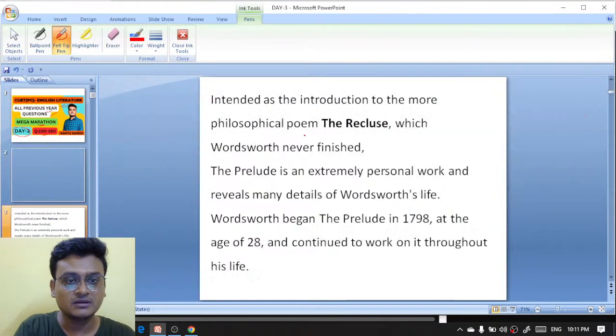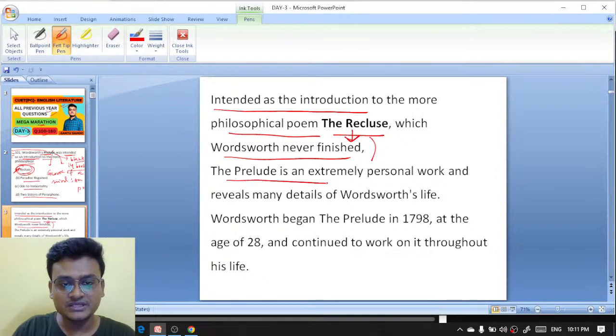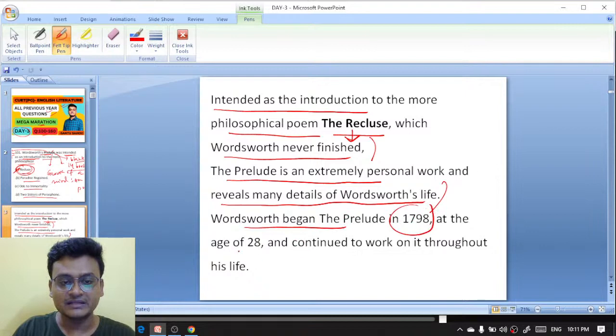Here is the explanation: it was intended as the introduction to the more philosophical poem The Recluse, which Wordsworth never finished. The Recluse is actually an unfinished, incomplete work. The Prelude is an extremely personal work and reveals many details of Wordsworth's life. Wordsworth began the Prelude in 1798 at the age of 28 and continued to work on it throughout his life.